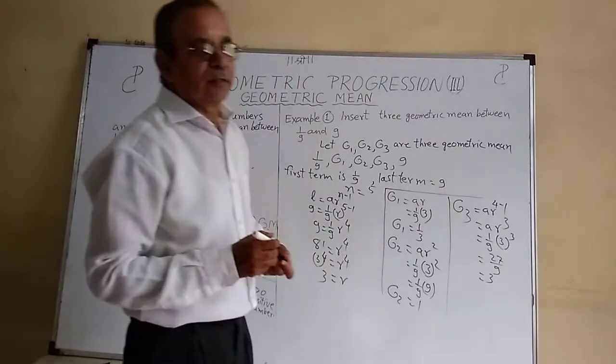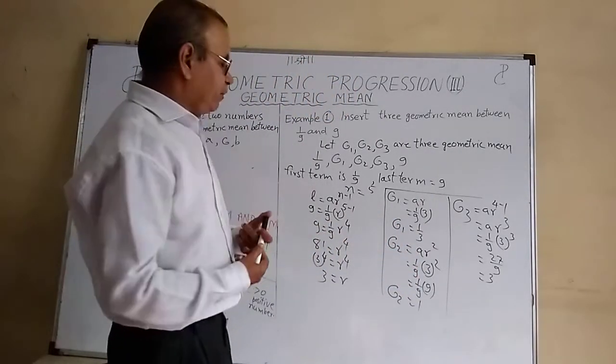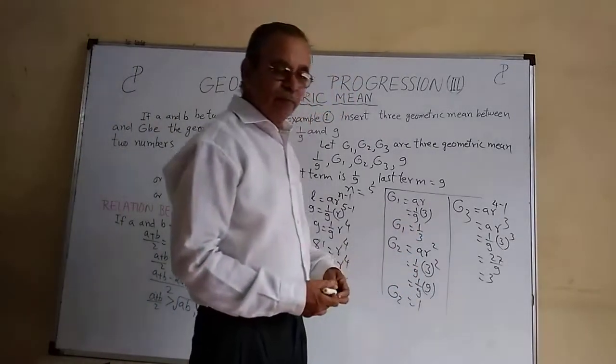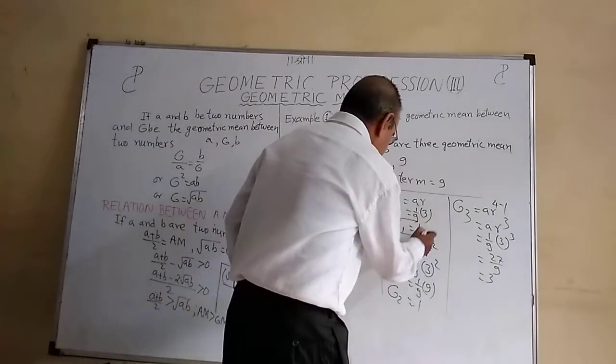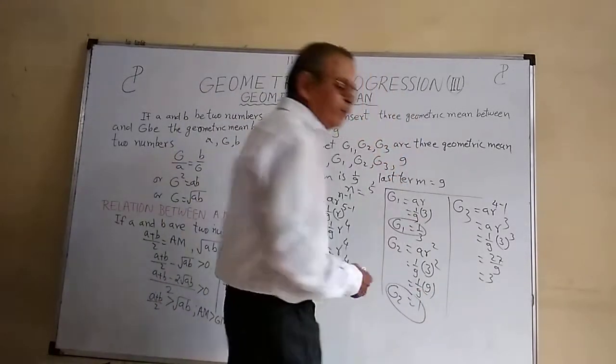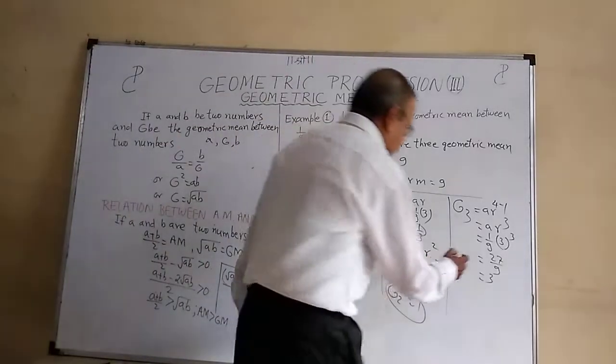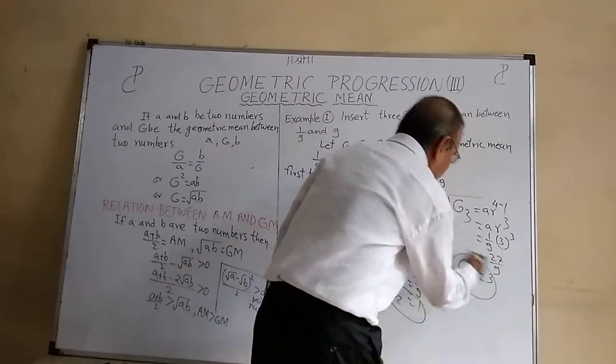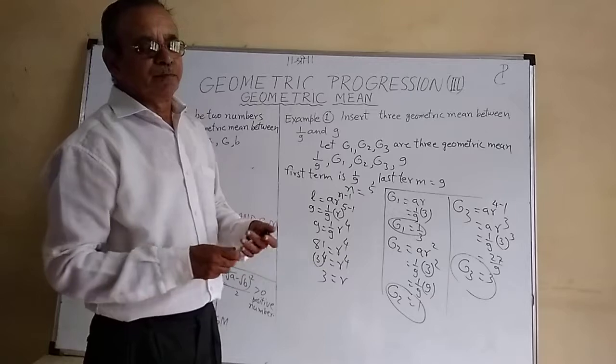So that is equal to 3. So this G1 is equal to 1 by 3, G2 is equal to 1, and G3 is equal to 3. These are the values of G3.